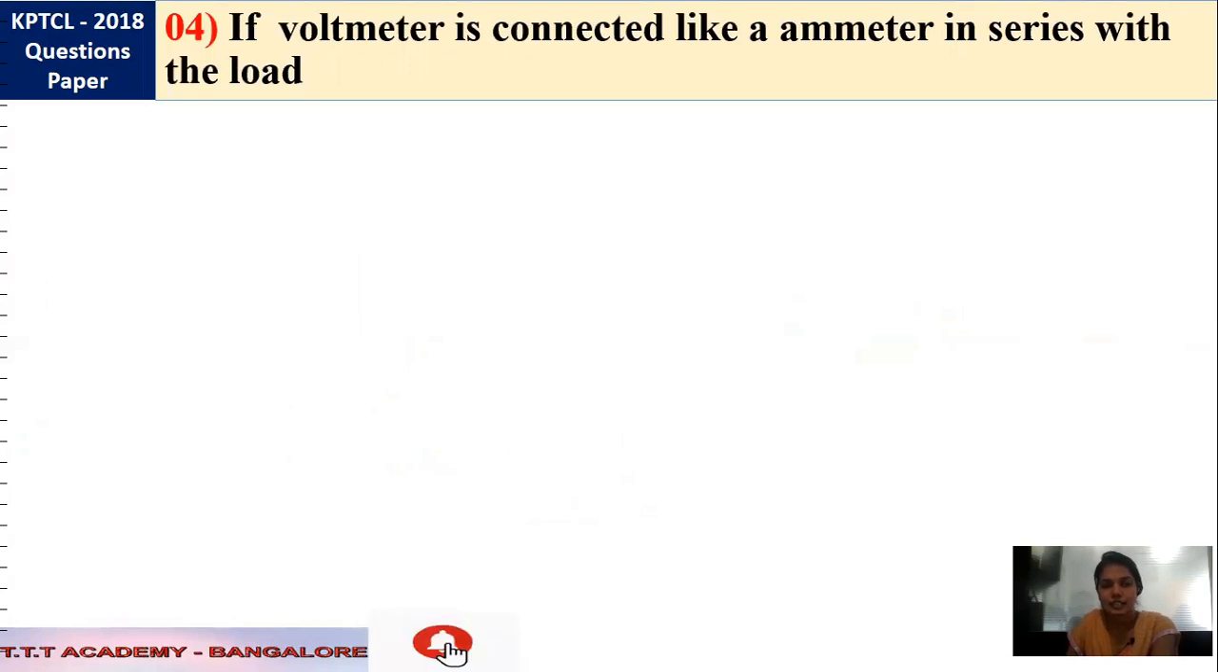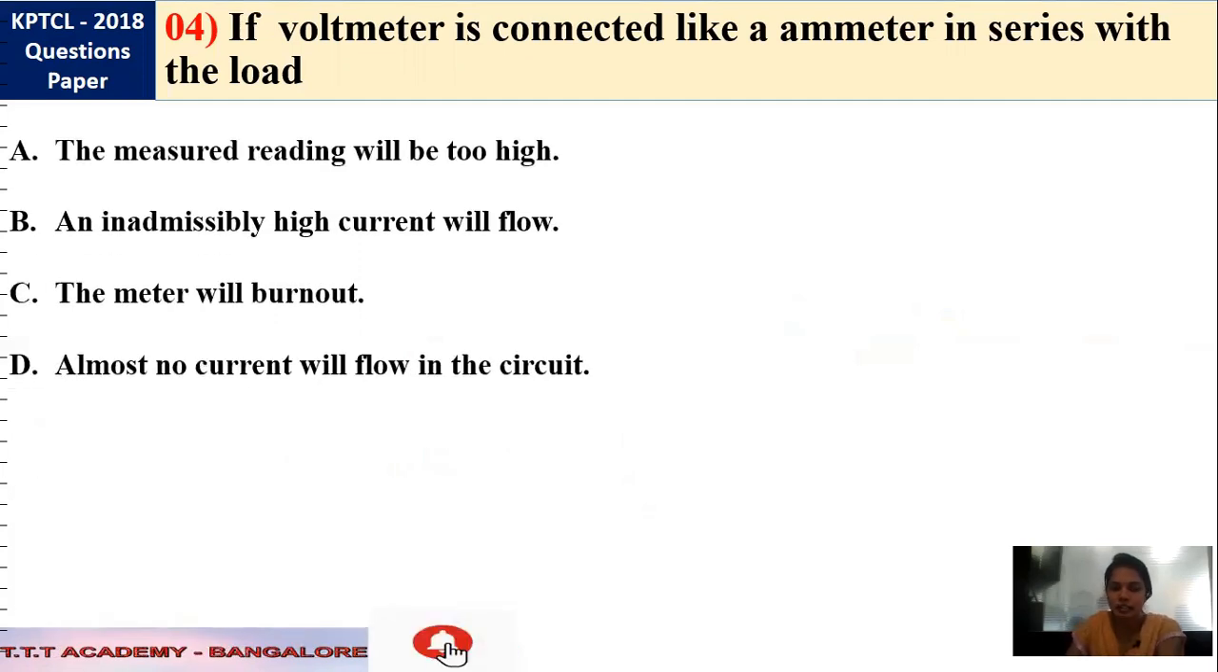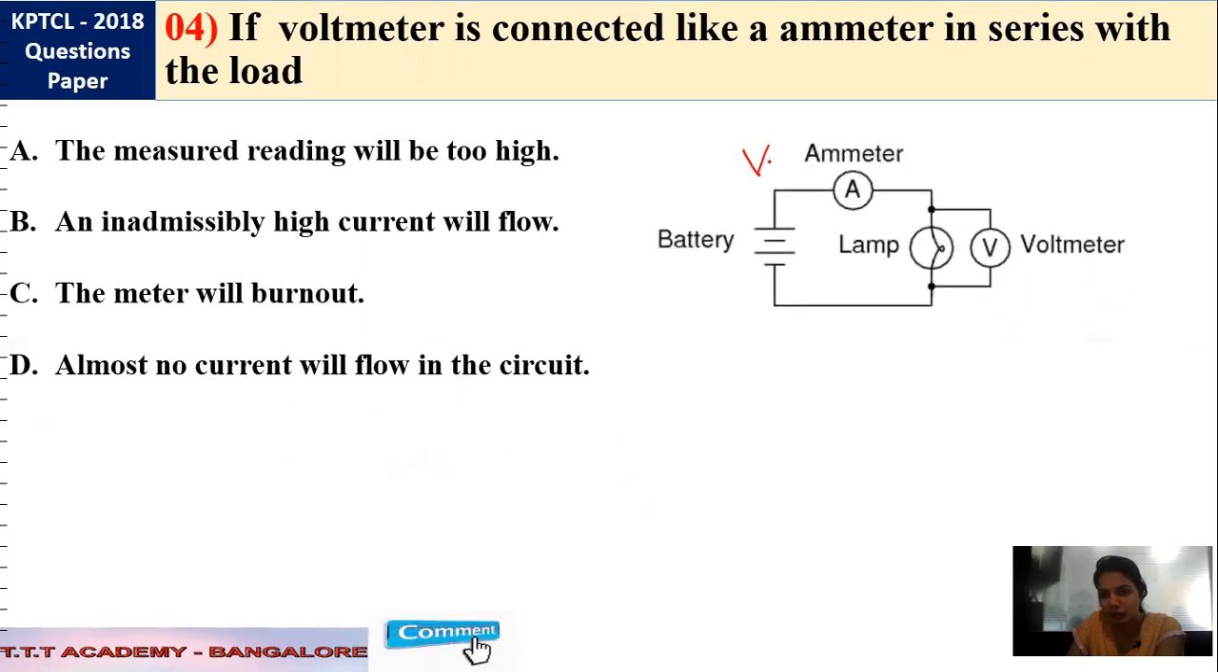So our fourth question is, if the voltmeter is connected like an ammeter in series with the load, what will happen? These are the options. So voltmeter will always be connected in parallel. Why? Because it has to get the whole amount of voltage across the load. It will have a very high resistance in order to minimize its effect on the circuit.